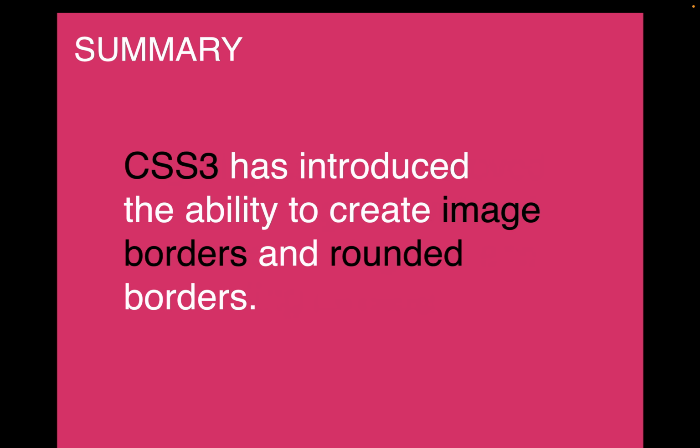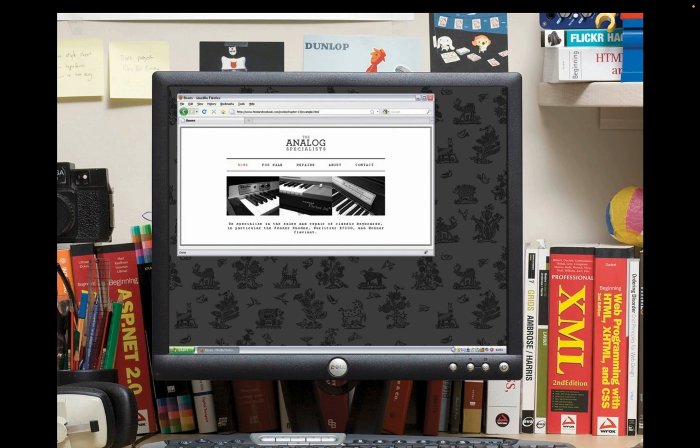CSS lets us do cool things like rounded borders, and we can even do image borders, but that doesn't seem that useful to me. Oh, perhaps most importantly, we learned how to center things horizontally. If it's an inline element, we use text-align center, and if it's a block element, we set the left and right margins to auto.